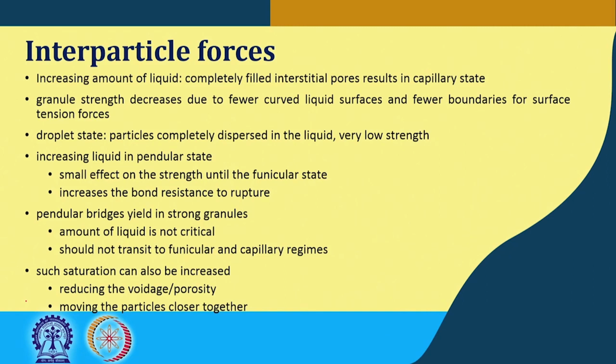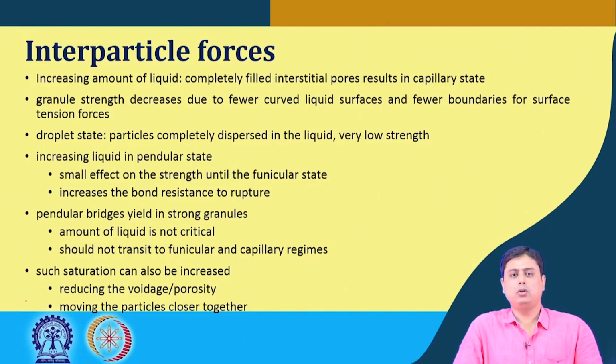We mentioned that the droplet state is when the particles are completely dispersed, and the pendular state is just the mere contact between the particles. At the contact point a small amount of liquid was retained. As we increase the liquid amount, there was a small effect on the strength until it becomes a funicular state, and this increase in liquid increases the bond resistance to rupture, because we can take these two particles away from each other without rupturing the bond, since the saturation is higher in that state.